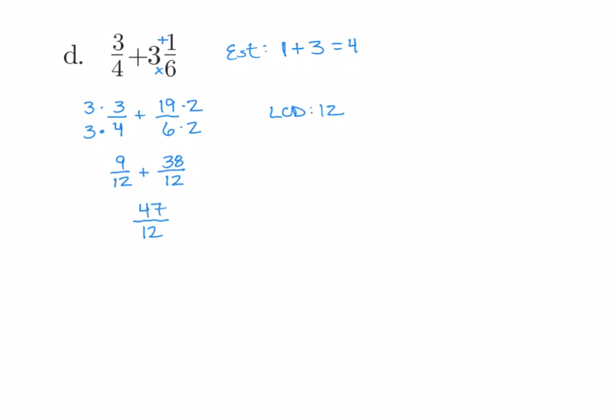47 and 12 have no common factors, so we are left with just converting back to a mixed number. 12 goes into 47 3 times. 3 times 12 is 36. And if we subtract, we get 11. So this is equal to 3 and 11/12.